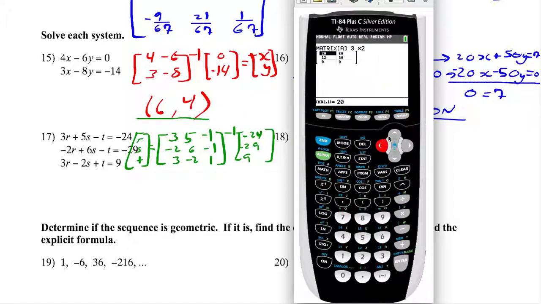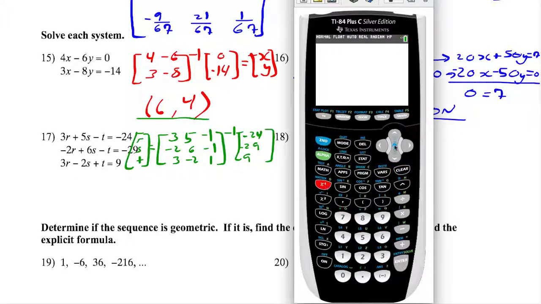Oops, 3 by 3. And so plugging these values, so we're going to get a 3, 5, -1. This is going to be a -2, 6, -1, 3, -2, 1. Okay, so 3, 5, -1, -2, 6, -1, 3, -2, 1. Great. Cancel. Clear all that.